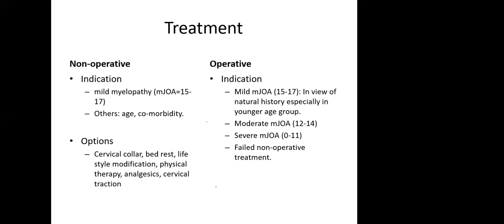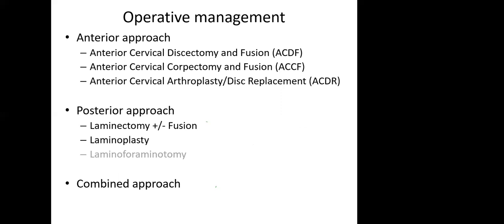Indications for operative management include those with mild mJOA score of 15 to 17, especially the younger age group, because of the natural history, knowing that this disease is going to progress, and the worse the myelopathy the patient has before presentation, the worse the prognosis. Moderate JOA, severe JOA, and also those who were previously planned for non-operative treatment who had progressive disease.